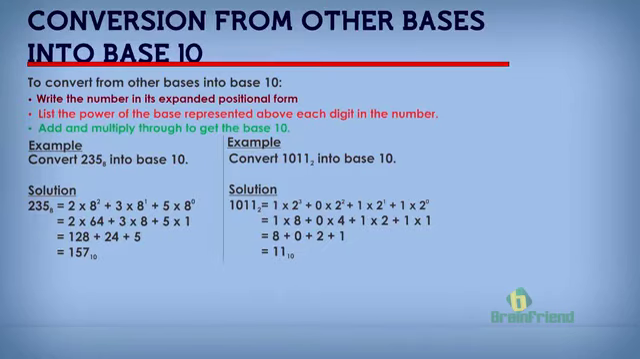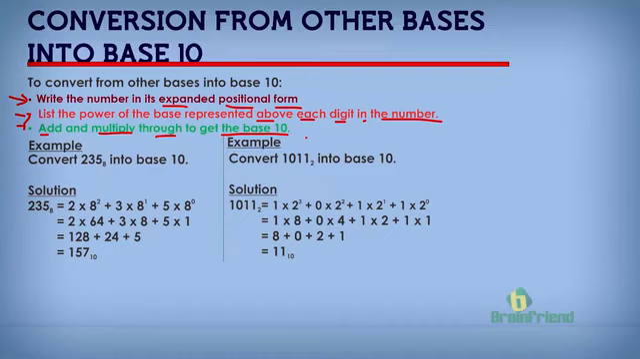Next, we'll look at how to convert from other bases into base 10. To do that, we follow 3 simple steps. We write down the number in its expanded positional form. Next, we list the power of the base represented above each digit in the number. And finally, we multiply through and add to get our base 10 number. We'll apply these steps to some examples for better understanding.